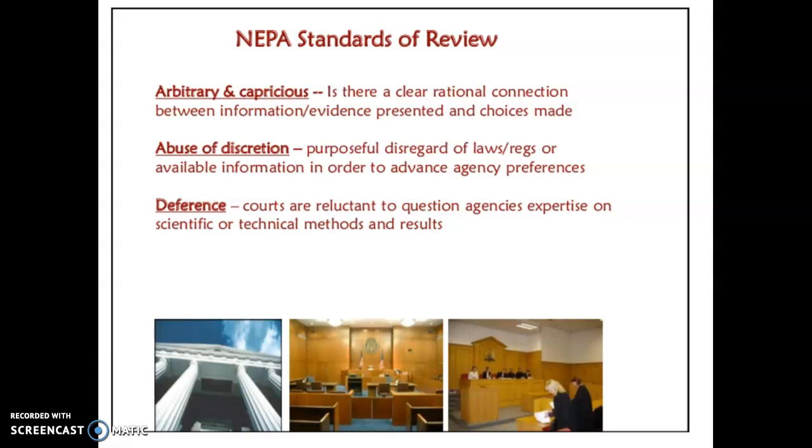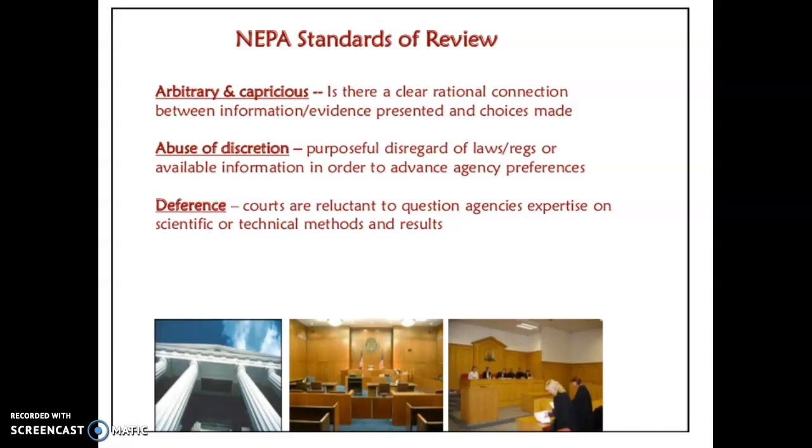So NEPA is fairly self-regulated by the agencies. The agencies are left on their own to determine the impacts of their proposed action. This requires public oversight and court enforcement to keep the agencies in line. So there are several standards of review that are used. We've talked about this: arbitrary and capricious. So how does your information back up the decision that you made?